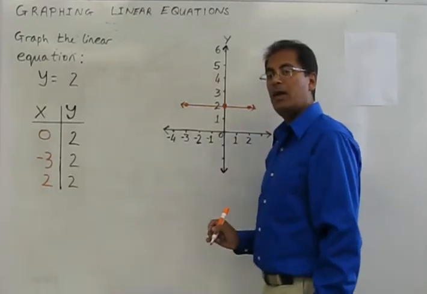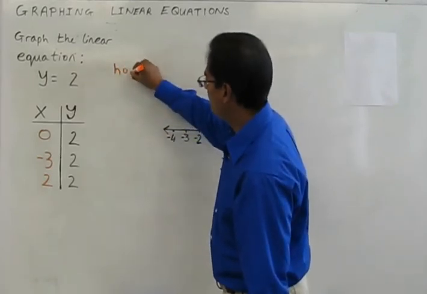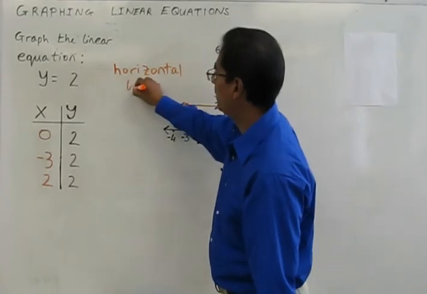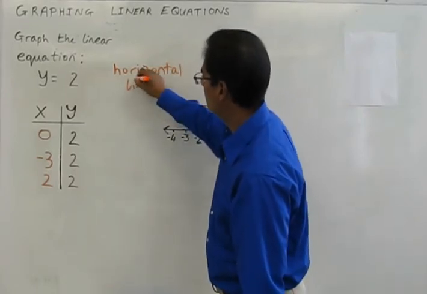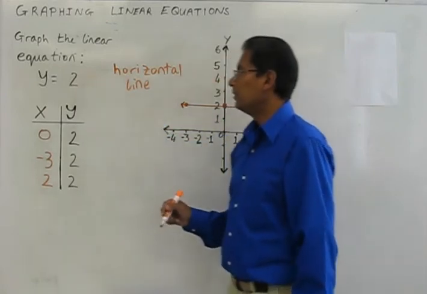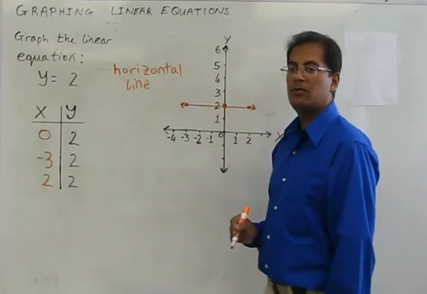So when we have an equation that is just y equals something, this is always going to be a horizontal line. And in this case, the horizontal line goes through y equals 2. No matter where you are on that line, y is always equal to 2.